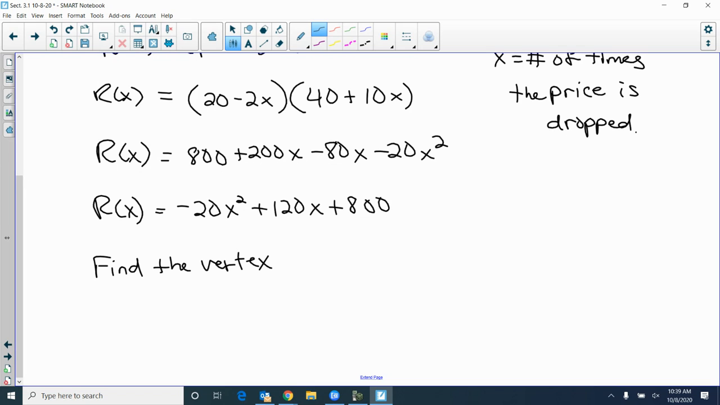All right, do that using h equals negative b over 2a. I wouldn't want to do completing the square. You could, but like I said, I wouldn't want to. All right, figure out what that h is, that x coordinate, negative b over 2a.